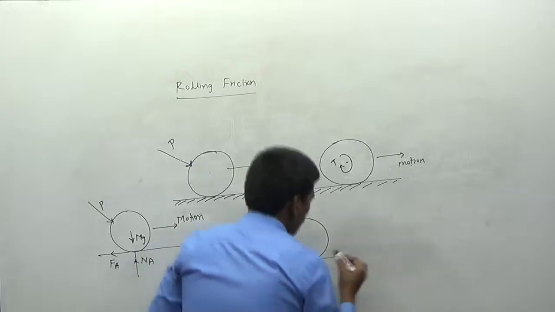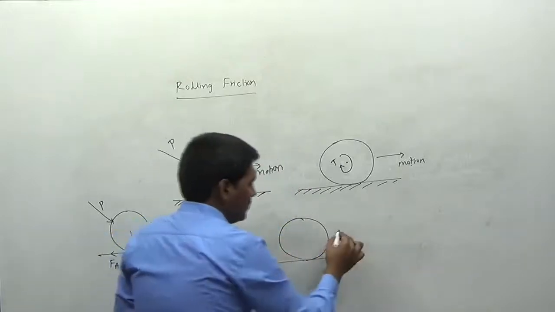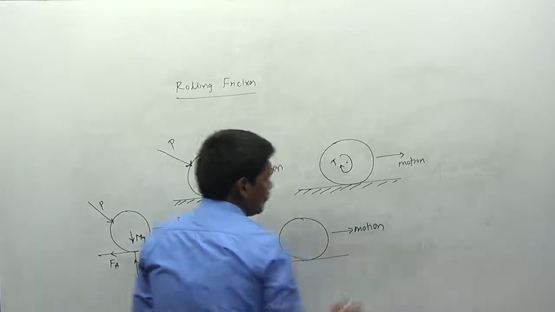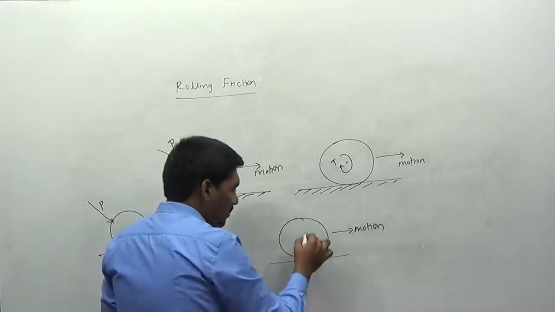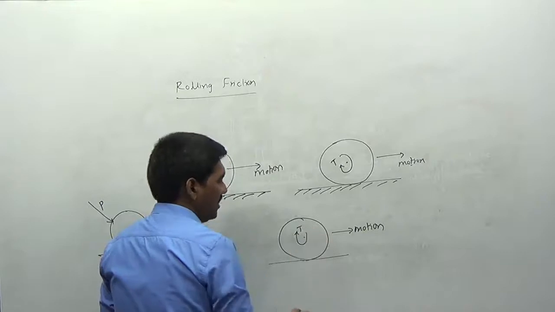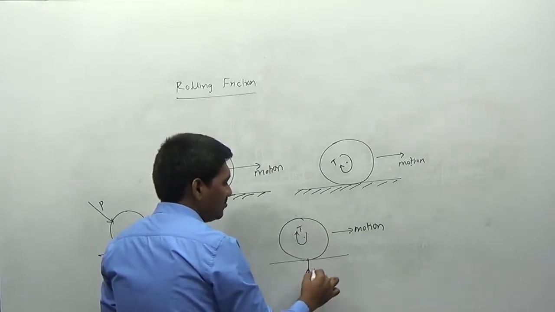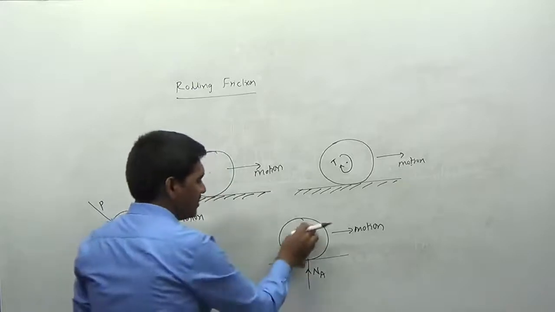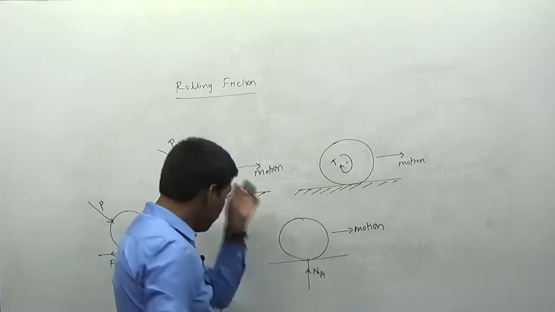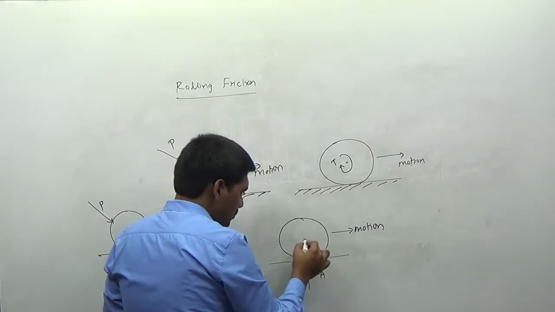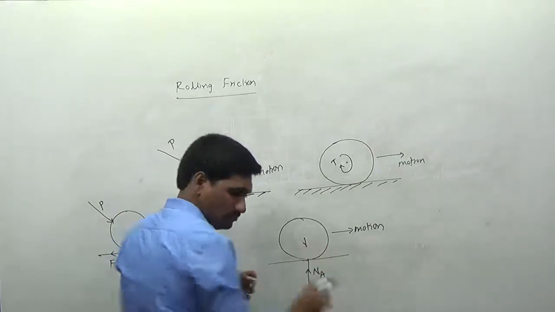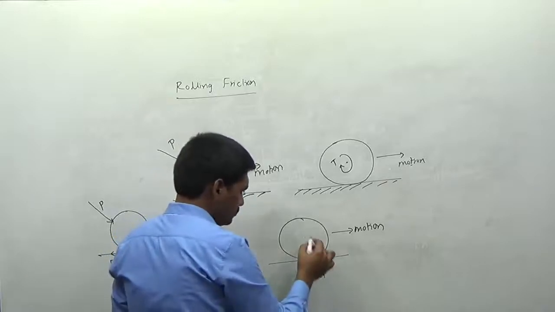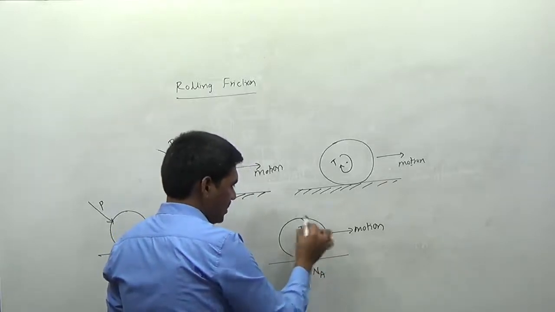So I am taking the horizontal surface here. This is the direction of motion, and this is a torque. Due to the application of this torque, what happens? The first thing is the normal reaction will always act in the vertical direction. The weight will always act at its center, the center of gravity, because it is a solid body. This is the torque.